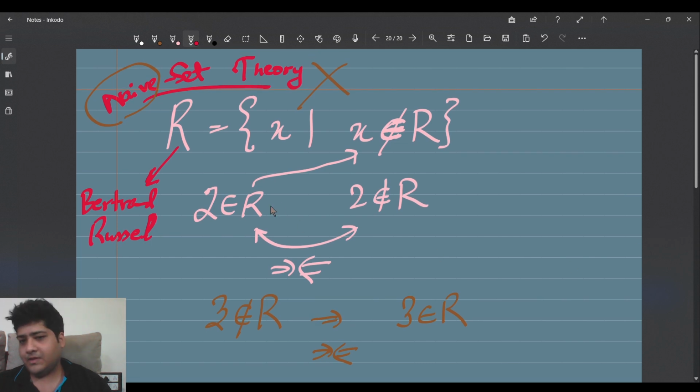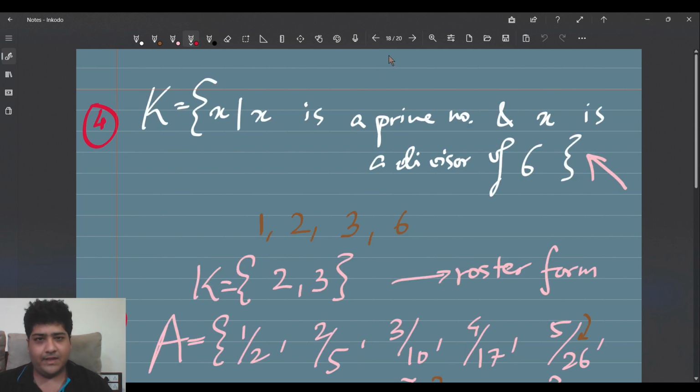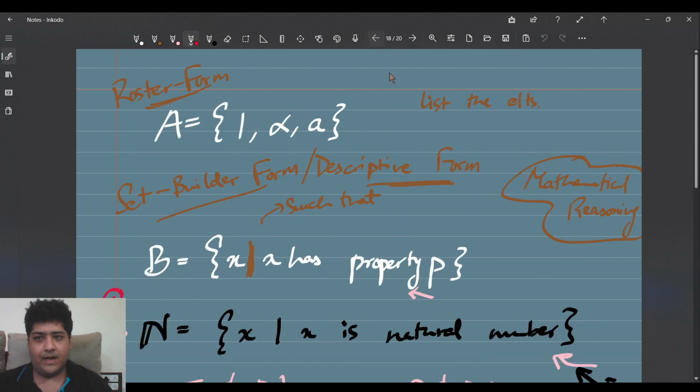So I hope you found that interesting, and we have just seen how to represent set builder form in set roster form and vice versa. So I hope you had fun. Thank you.